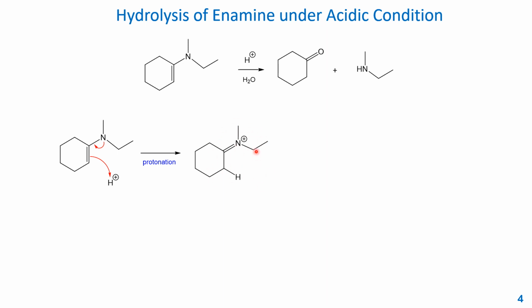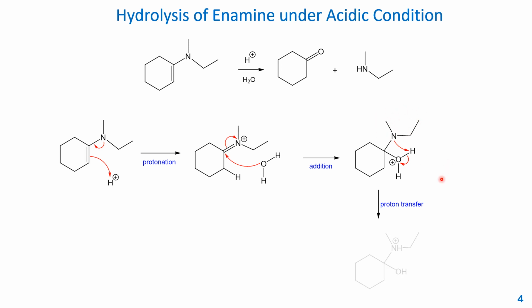And then this intermediate will be attacked by water. So the oxygen attacks this carbon. And then the pi electron will push to the nitrogen to form this tetrahedral intermediate. And then, like usual, we have a proton transfer. This nitrogen attacks this proton, and then pushes the sigma electron back to oxygen. And then this group will be turned into a more activated leaving group. It's a better leaving group. And then this oxygen will use the lone pair to push back and kick off the leaving group.